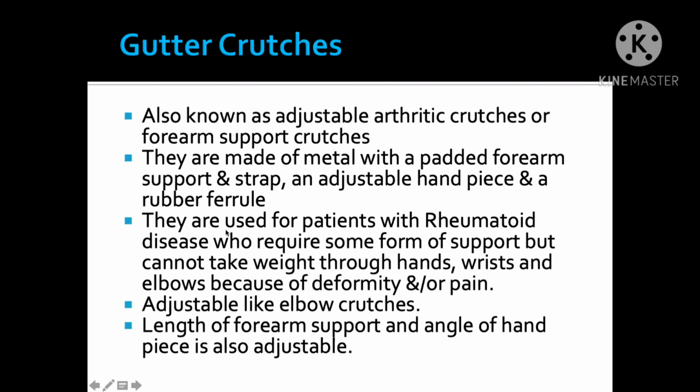They are used for patients with rheumatoid disease who require some form of support but cannot take weight through the hands, wrists and elbows. All right. So when there is a deformity and pain to such an extent that the fingers and hands are in no position to hold anything, then you can opt for gutta crutches. Okay, because the gutta crutches does not require holding by the hand. It just has a forearm strap which will give you a comfortable support and then you can weight bear through the forearm.